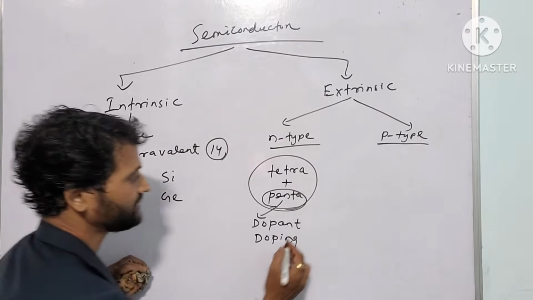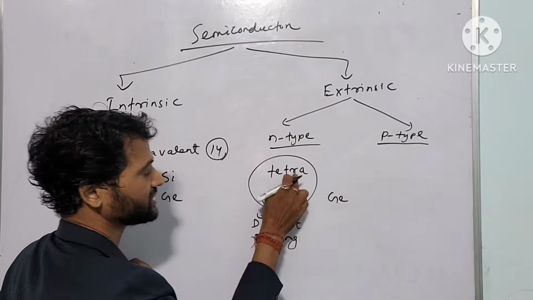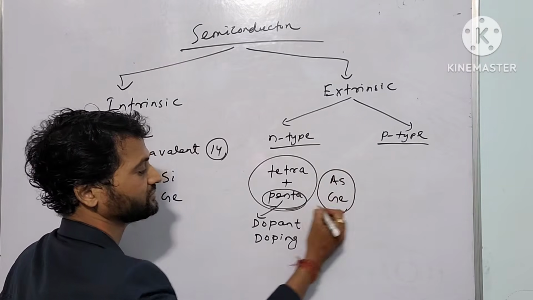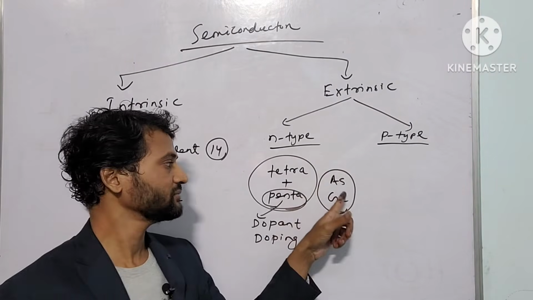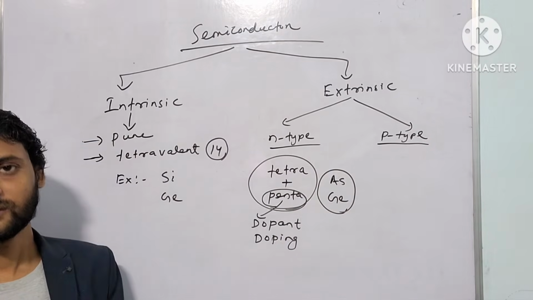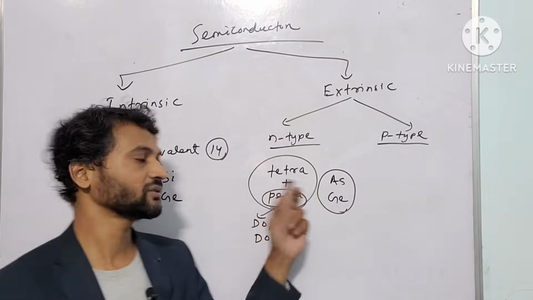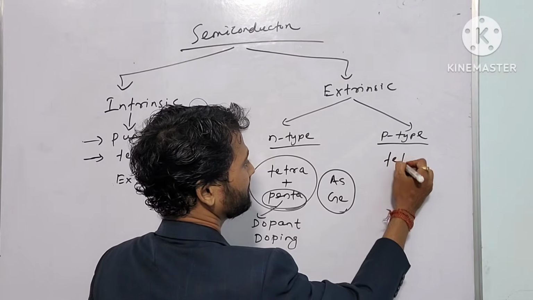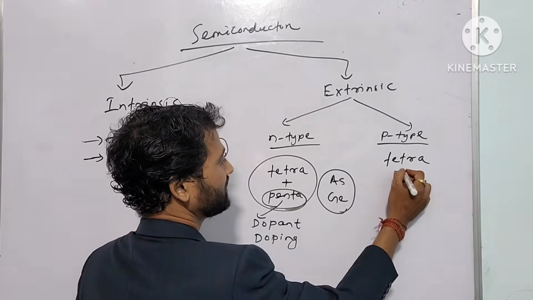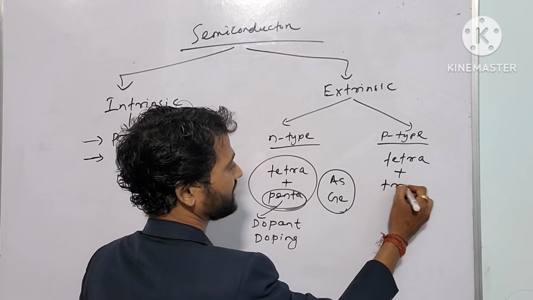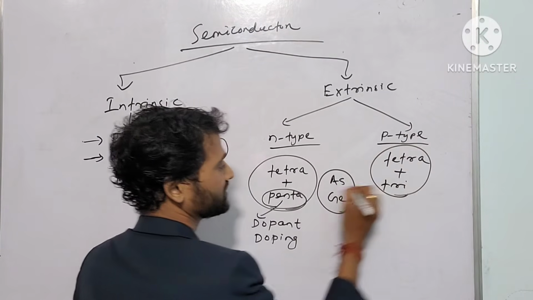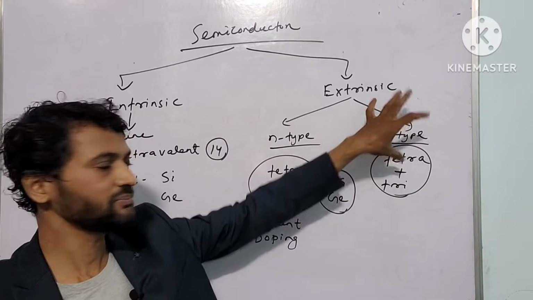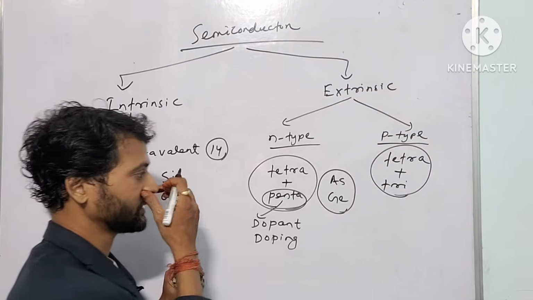Is it clear? Example क्या है? देखो, you can say germanium as tetravalent atom and your arsenic as pentavalent atom. So arsenic plus germanium, that will form n type of semiconductor. Mostly that kind of semiconductor we are using, right? So p type semiconductor क्या है? Your primary atom is tetravalent and impurities is trivalent atom. So you can say if trivalent atom is added to tetravalent atom, it will form p type of semiconductor.